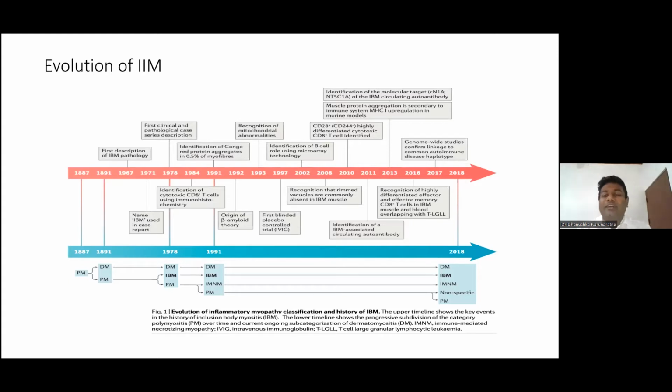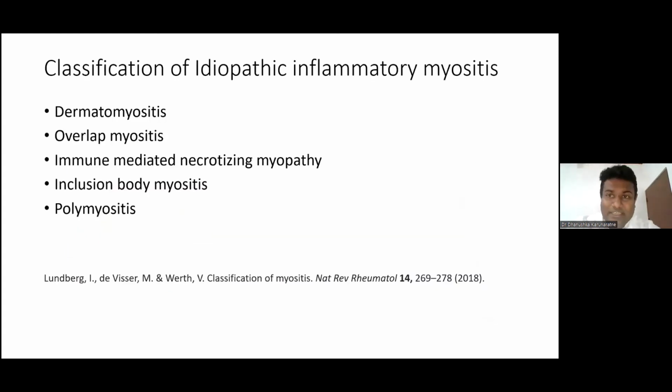And the current classification since 2018, when this new name of idiopathic inflammatory myositis was also suggested, has 5 subcategories: the dermatomyositis, overlap myositis, where myositis is an overlap phenomenon with other autoimmune connective tissue disorders such as scleroderma, and immune-mediated necrotizing myopathy, inclusion body myositis, and polymyositis.